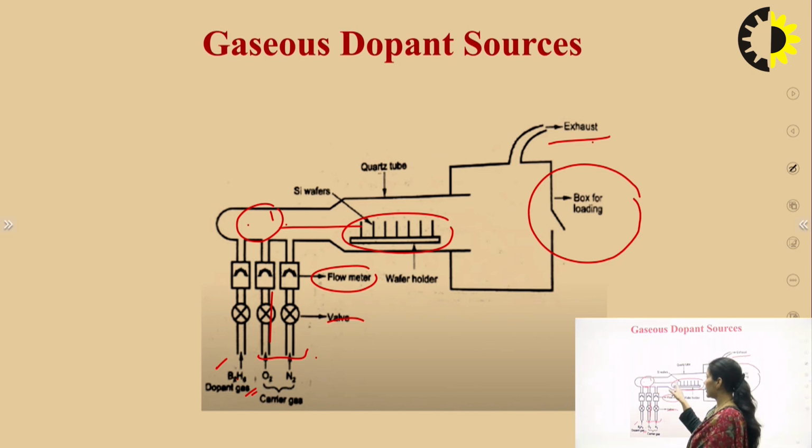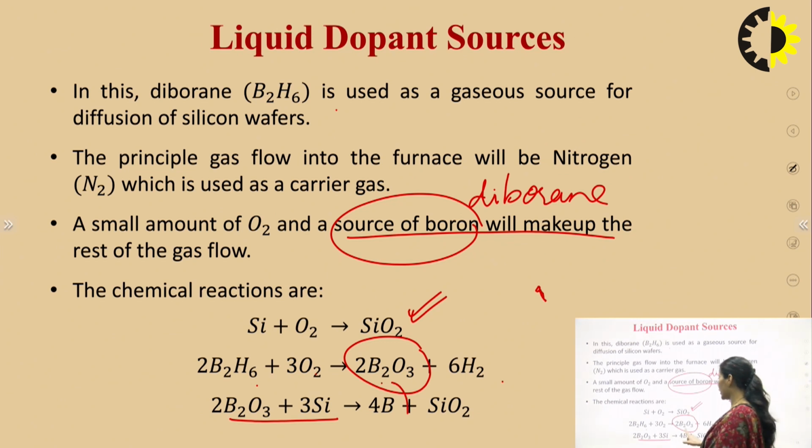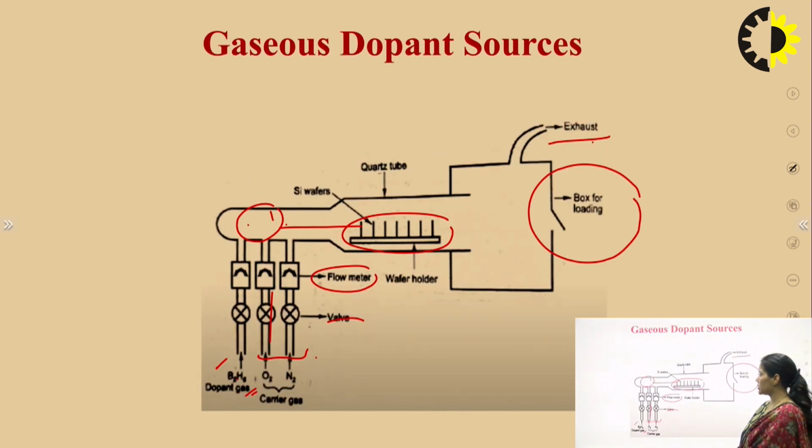Then boron trioxide goes to this arrangement of wafers, and the reaction of boron trioxide takes place with the silicon substrate, and as a result we get boron along with the byproduct, that is SiO2. So boron gets diffused inside these wafers, and now the wafers can be unloaded out of this box. So this is the way of diffusing the gaseous dopant sources in the silicon substrate.